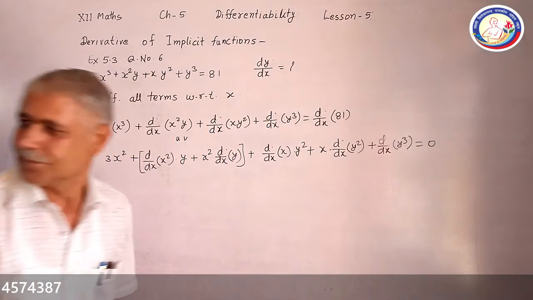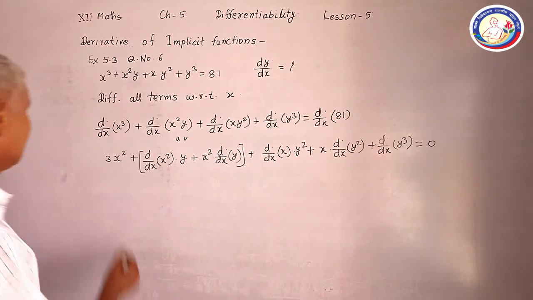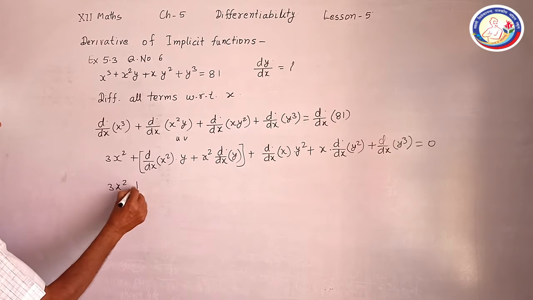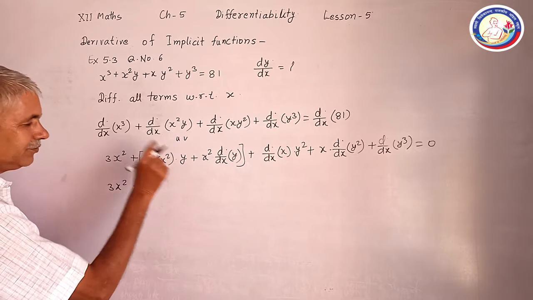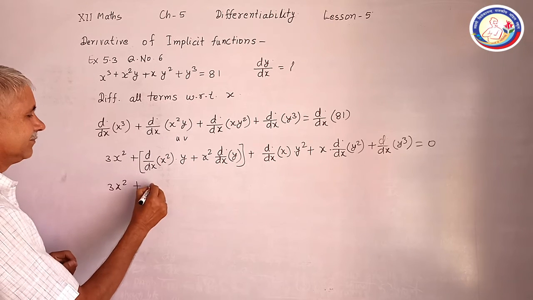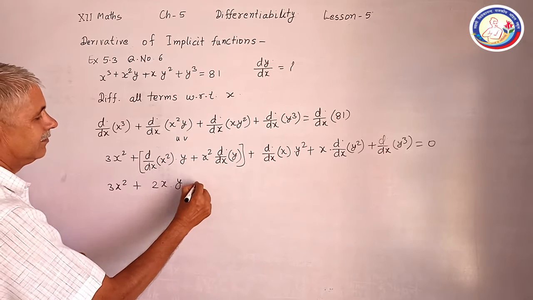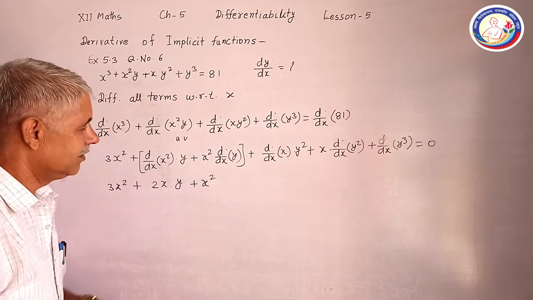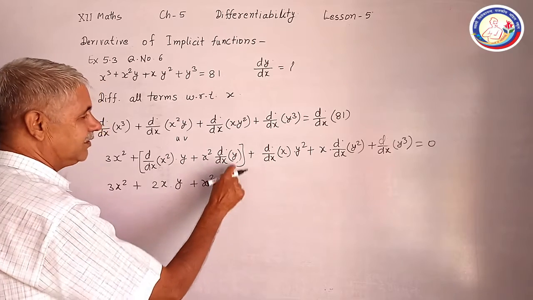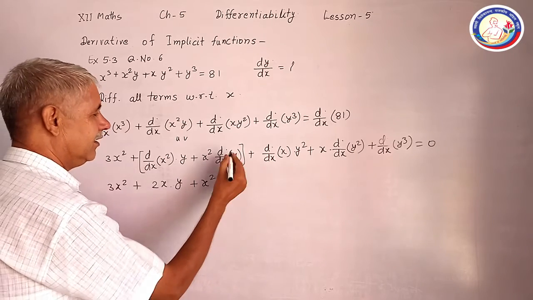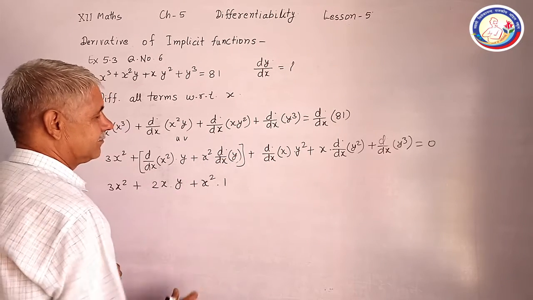Equal to 0. Now proceed further. This is 3x square. Derivative of x square is 2x. x raised to power 2, so it will be 2 into x. And y as it is. Now x square as it is. Derivative of y with respect to y. We will differentiate y with respect to y first. It will be 1. And then y with respect to x.